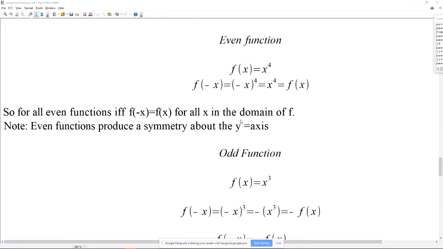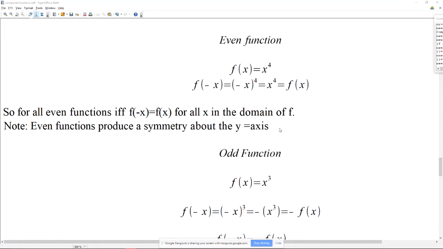So for all x in the domain of f, okay? Again, x has to be in the domain of these things. If it's something like 1 over x, it doesn't work, right? Because 0 is not in the domain of f.